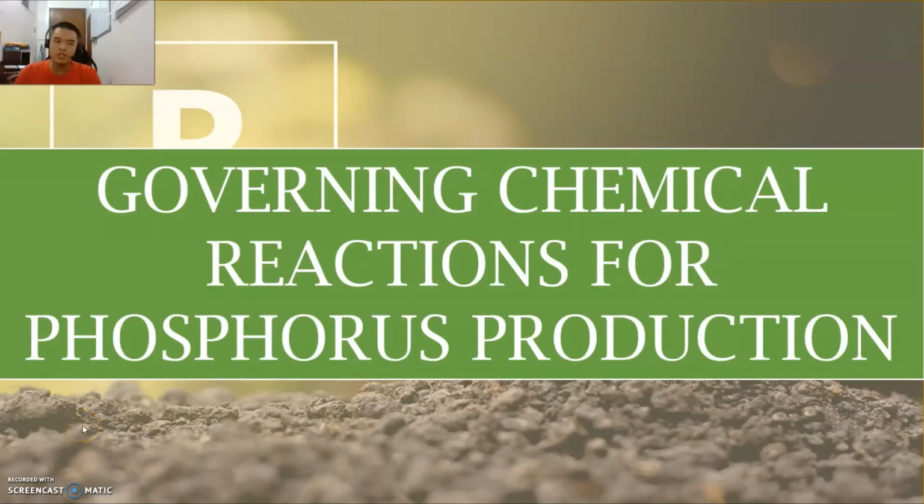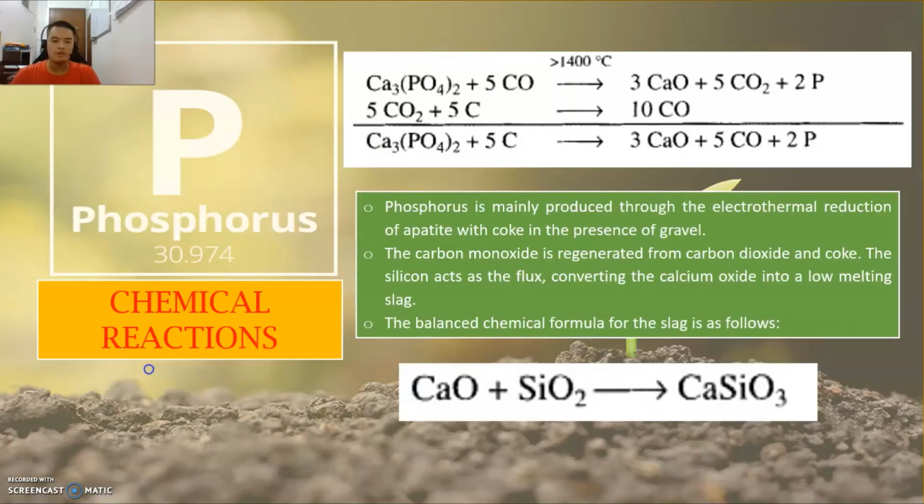For phosphorus production, it's not as simple as having the raw materials, which are coke, apatite, gravel, silicon, etc., putting them into a reactor and boom, you have your phosphorus. It's not that simple, because there is a governing chemical reaction that oversees this process itself. And this is the governing chemical reaction.